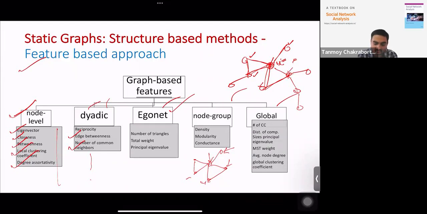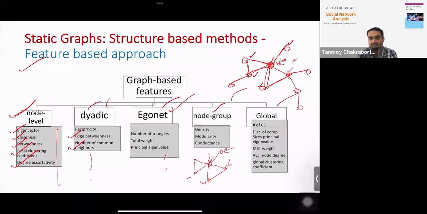You can extract the number of triangles, because the number of triangles will give you ideas about the clustering coefficient, right? So the number of triangles, the total weight of the ego network, the total weights of edges of the ego network, then the principal eigenvector of the adjacency matrix of this ego network, and so on. Of course, you can extract many other features, maybe many other EgoNet-centric features.